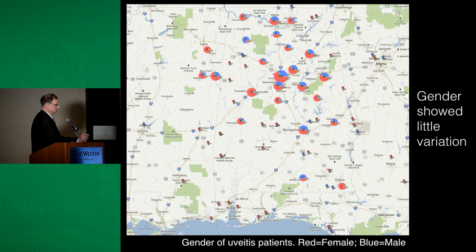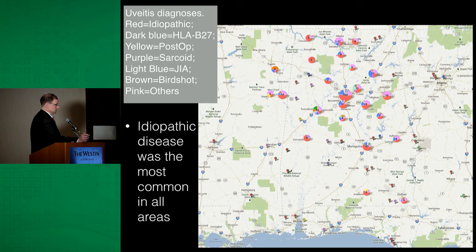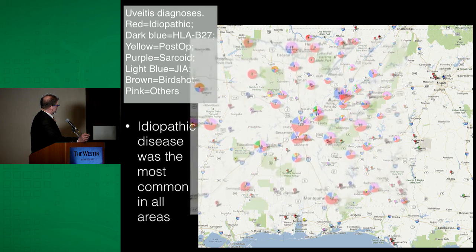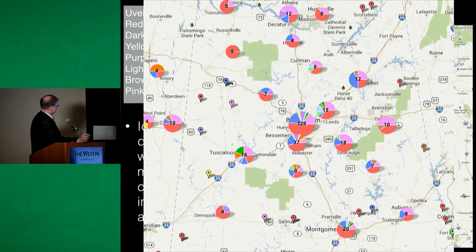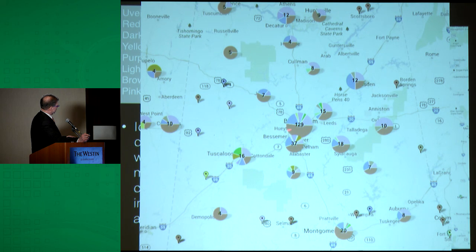This is gender. There's really no difference in the gender of patients referred in from the different areas around the state. And this is diagnoses. There's a lot of these, and it's really hard to say, but you can see that red is idiopathic, and that makes up the majority, as I mentioned in the other slide, of all the patients referred into the center here in Birmingham. For the others, there's really no clear pattern that I could delineate. And just to look a little closer, here we are zoomed in on the Birmingham area. You can see that the majority, or at least half, of patients in the Birmingham area were idiopathic, and it made up the majority, in most cases, of the diagnoses in other areas.